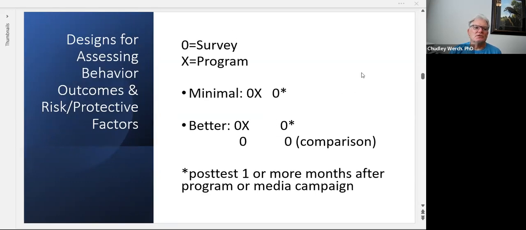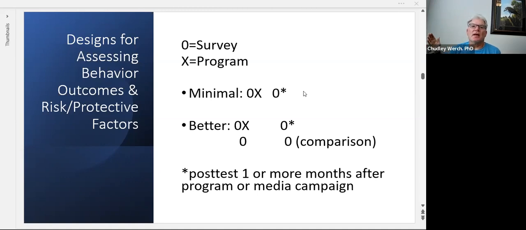How about designs to assess health behavior? If you're going to be using the health behavior survey, remember, you have a pre-test, and then your post-test has to be at least a month after the program. So your minimum design is O, that's your pre-test, X, that's your PPW program, and then notice there's a gap there, which means a month or 2 months or 3 months or whatever, and then your post-test.